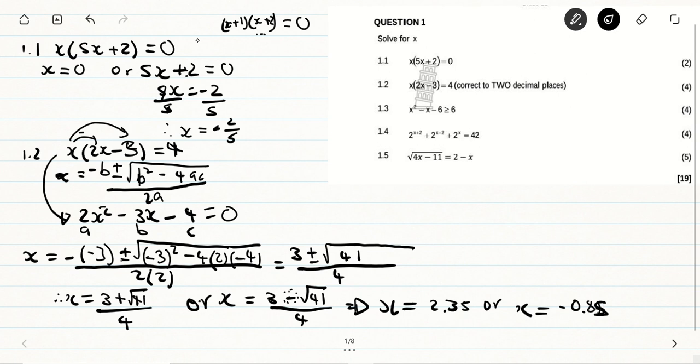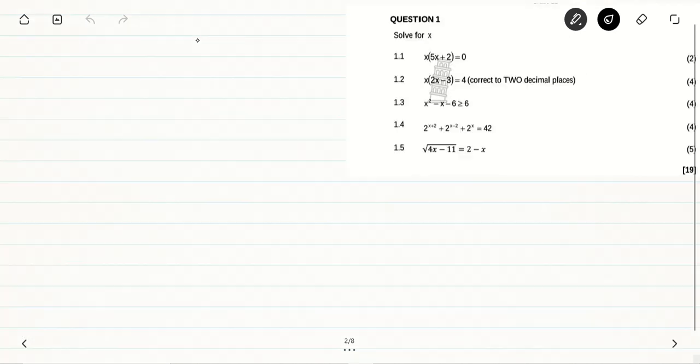So that's how you would do this question. You just have to punch these numbers into your calculator, and you will get the answer because you're allowed to use a calculator. Now let's go to 1.3. On 1.3, we are asked to find the values of x in a given inequality.